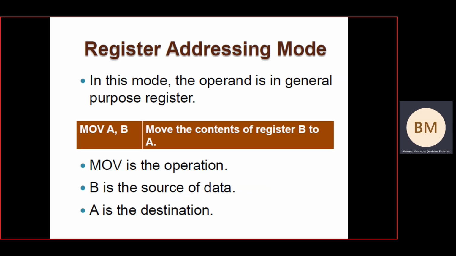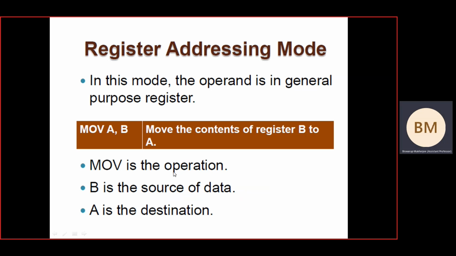It means that the content of B register, the data that has been stored in that particular general purpose register, fetch that particular data and put that particular data into your accumulator A. So make sure that this is the destination. First of all, we write down the destination and then we write the source. So B is the source and A is the destination.